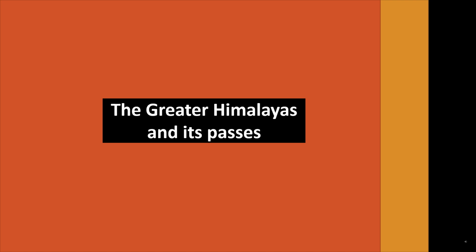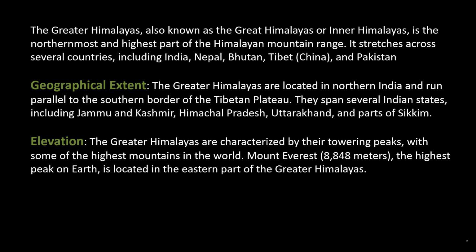The Greater Himalayas and its passes. The Greater Himalayas, also known as the Great Himalayas or Inner Himalayas, is the northernmost and highest part of the Himalayan mountain range. It stretches across several countries, including India, Nepal, Bhutan, Tibet, China, and Pakistan.